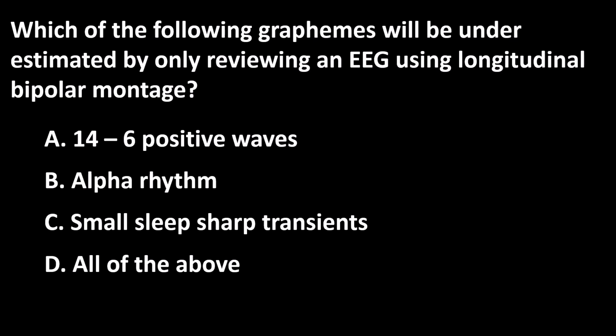Which of the following graphoelements will be underestimated by only reviewing an EEG using longitudinal bipolar montage? A, 14 and 6 positive waves. B, alpha rhythm. C, small sharp transients of sleep. D, all of the above.